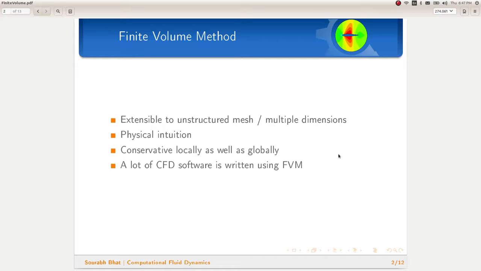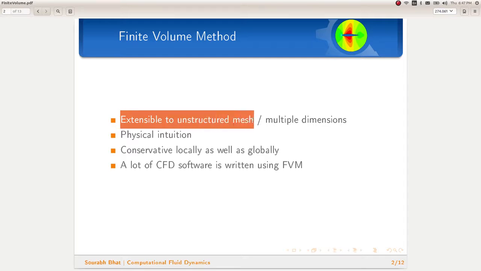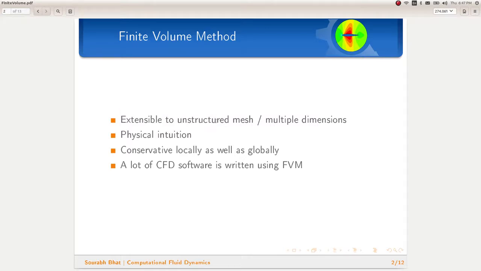The finite volume method, unlike the finite difference method, is very easy to apply to unstructured mesh. As you will soon see, the finite volume formulation does not depend on any kind of cell shape. This allows the finite volume method to be applied to complicated problems involving complex geometries. Also, extension of the method from 2 dimensions to 3 dimensions is very straightforward.